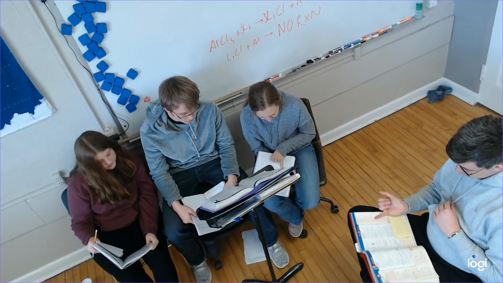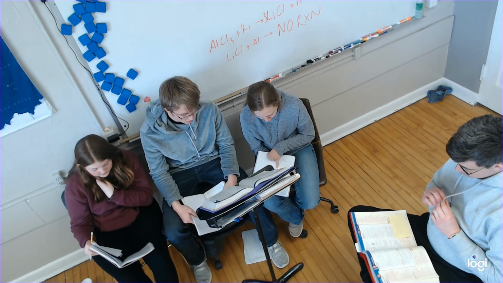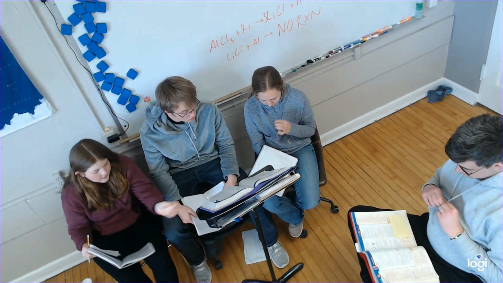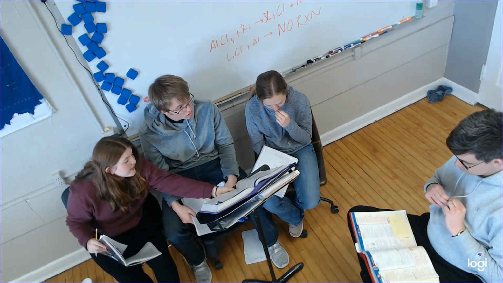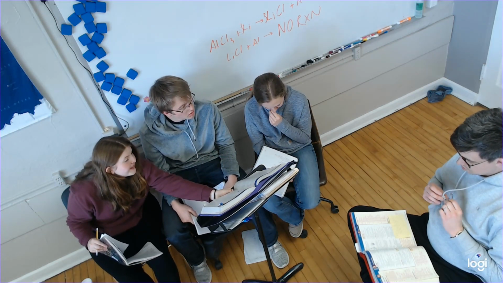C3H6O plus 4O2 yields 3CO2 plus 3H2O. Good. We could do that one in the lab too. Just burn some fingernail polish remover. Oh yeah, let's do it. We should. Let's do that later.